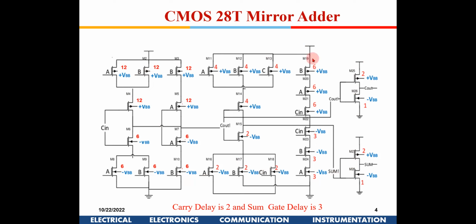So you are all very familiar with this circuit. This was the 28 T transistor mirror adder which was implemented. Here if you see, the carry delay is 2, because if you consider this as a single gate, this is one inverter delay or one gate delay, and then you are using one more inverter to generate carry. This is carry bar, and then you use one more inverter to generate carry. So the carry delay is 2, whereas the sum delay is 3 because you are using carry bar as an input. So carry bar needs to be generated first, then sum bar will be generated, and then sum. So the sum gate delay is 3 out here.